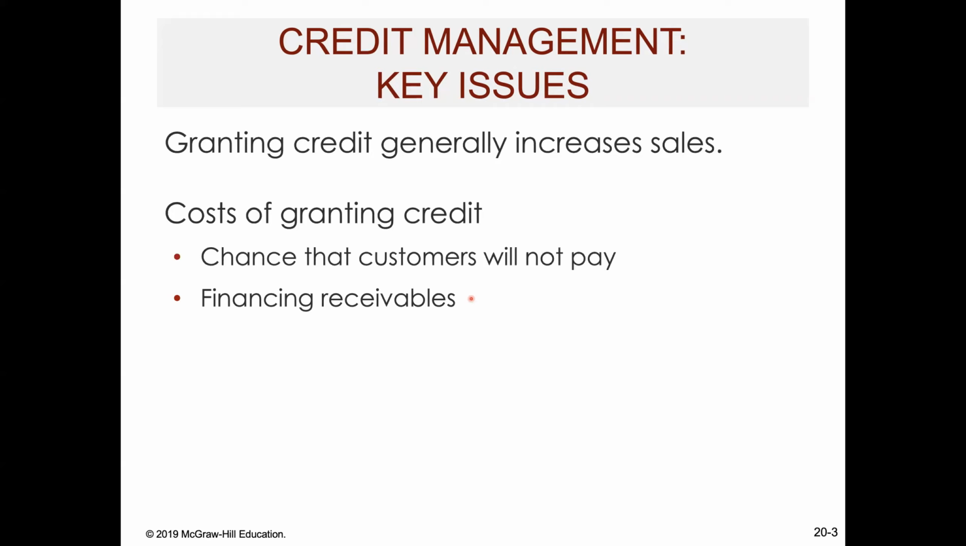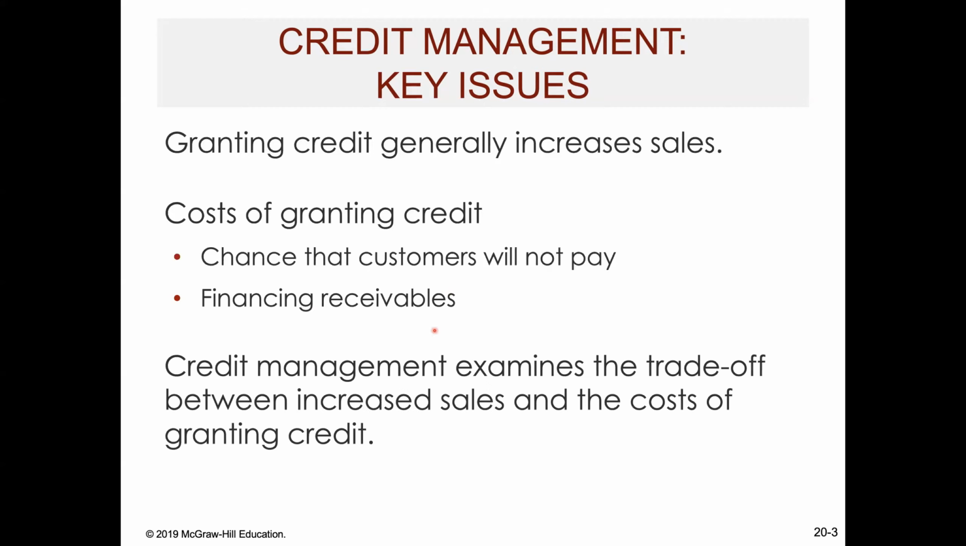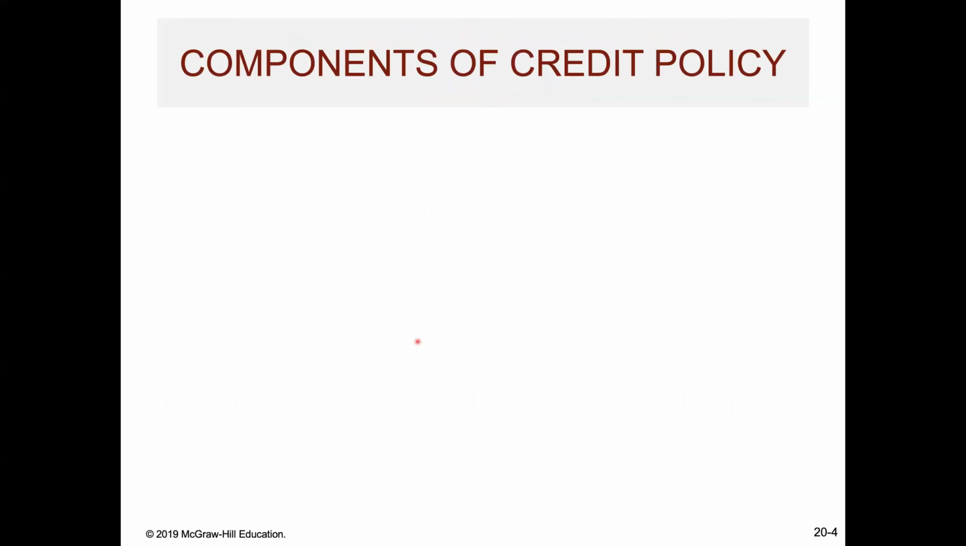We had to manufacture or provide the product somehow. We had to pay for that, and we continue to pay for it while we're waiting for the customer to pay us, while it's sitting in receivables. So credit management examines the trade-off between increased sales and the costs of granting credit. So we're trying to find an optimal level here in order to maximize revenue and income.